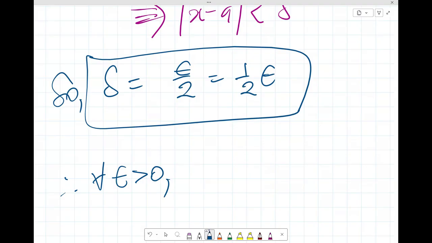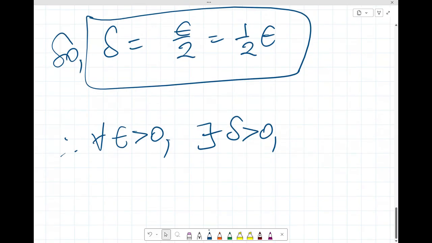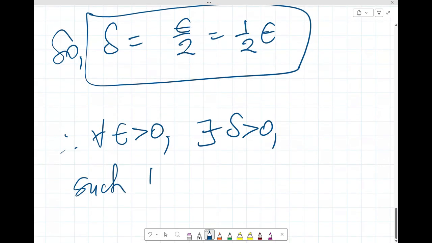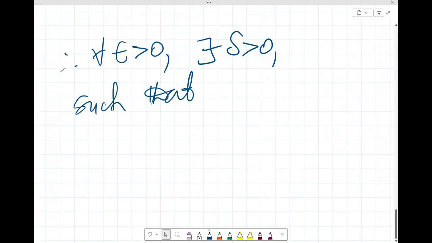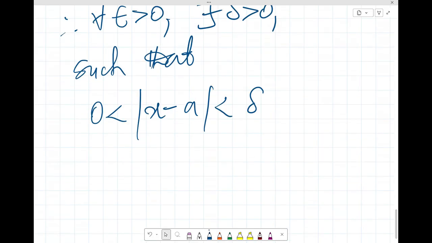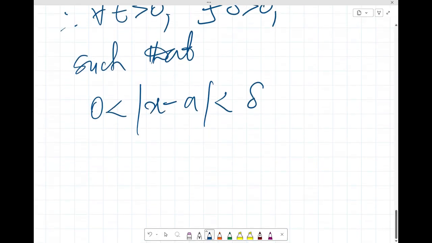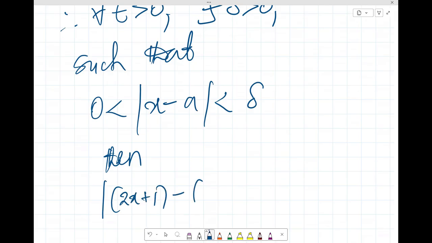Since we can get an expression like this, we can say, therefore, for all epsilon greater than 0, there exists, we have found a delta, which is half of epsilon. There exists a particular delta greater than 0 such that 0 is less than absolute value of x minus a less than delta, and then absolute value of 2x plus 1 minus 2a plus 1 is actually less than epsilon. So that's the way to go about that proof.